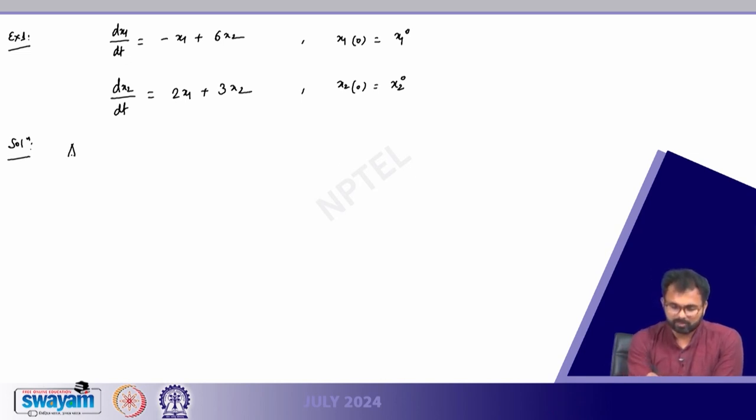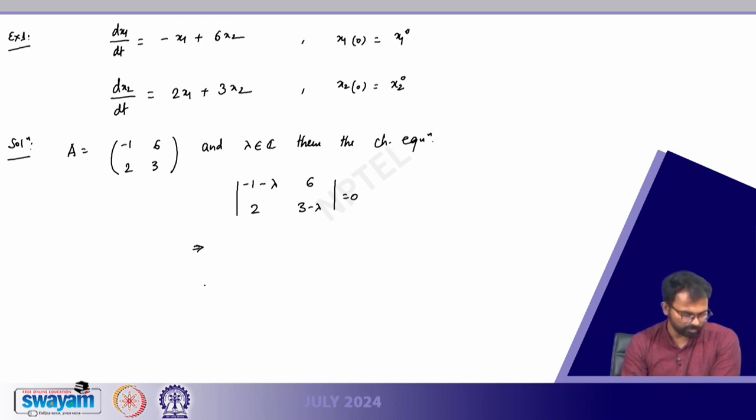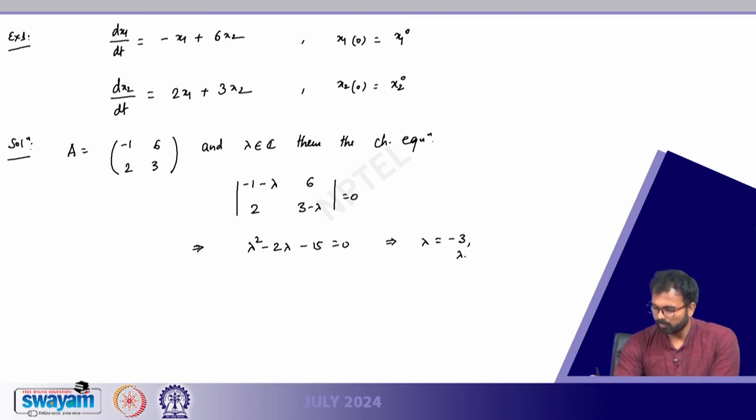First of all, the coefficient matrix A will be written as [-1, 6; 2, 3], and lambda belongs to C. Then the characteristic equation will be given by determinant of A minus lambda I, that is, (-1 minus lambda, 6; 2, 3 minus lambda), equals 0. From here if we solve, we get lambda squared minus 2 lambda minus 15 equals 0, and from here lambda equals minus 3, this is our lambda 1, and 5, this is my lambda 2. So lambda 1 is minus 3, lambda 2 is 5.